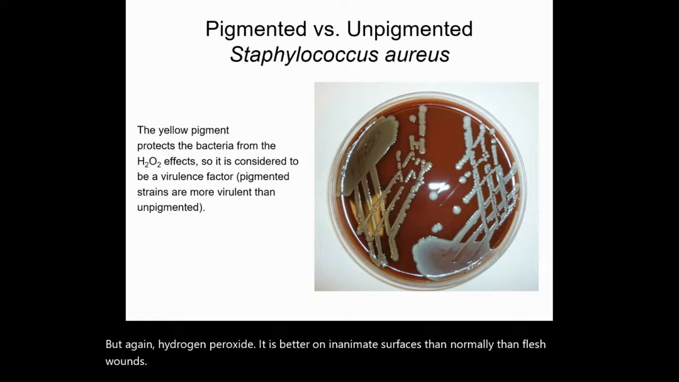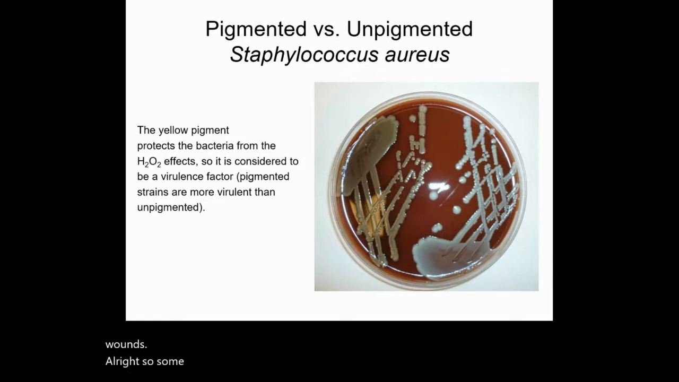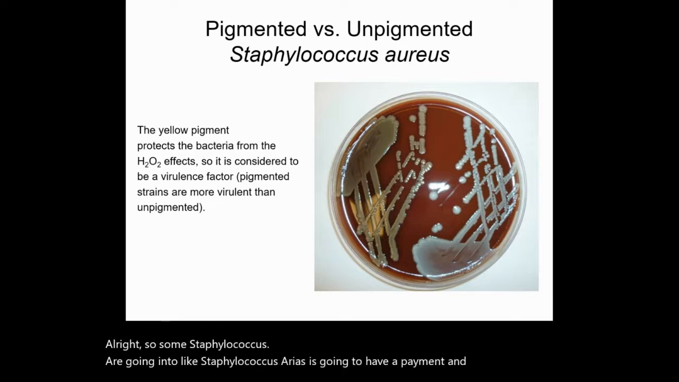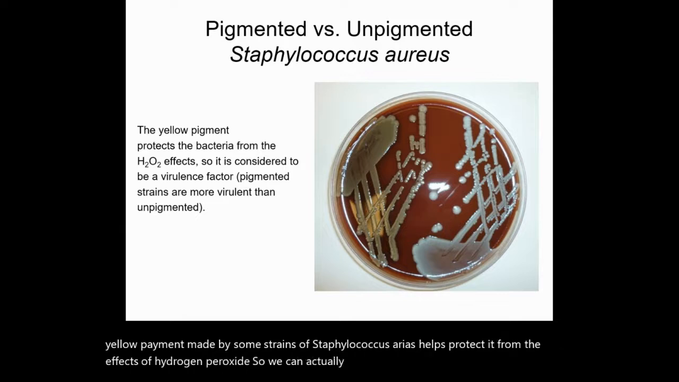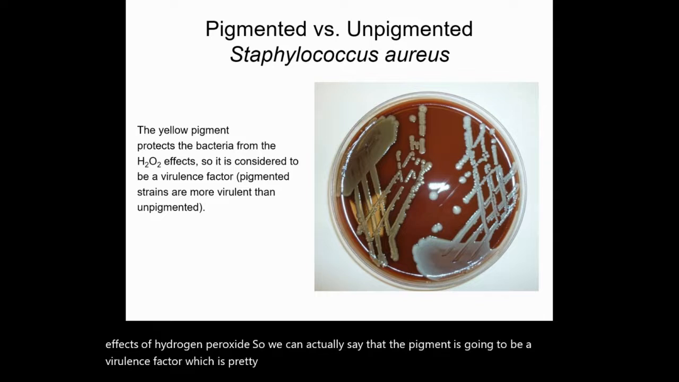All right, so some Staphylococcus, like Staphylococcus aureus, is going to have a pigment, and it turns out that the yellow pigment made by some strains of Staphylococcus aureus actually helps protect it from the effects of hydrogen peroxide. So we can actually say that the pigment is going to be a virulence factor, which is pretty snazzy.